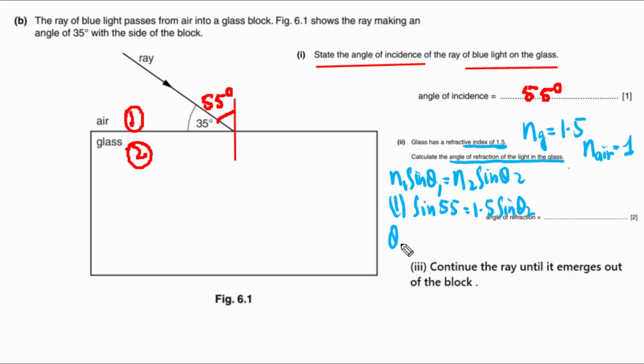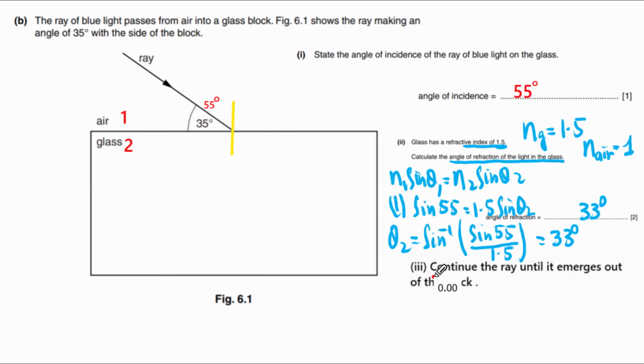We can write down theta 2 has to be equal to sine inverse of sine of 55 divided by 1.5. Simply if we solve this one, we can find the value of the angle of refraction. That will be equal to 33 degrees. So our answer for this one is 33 degrees.